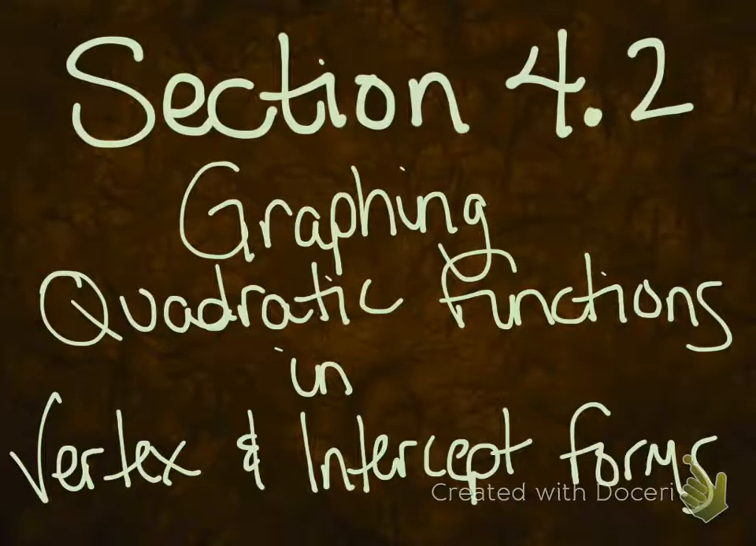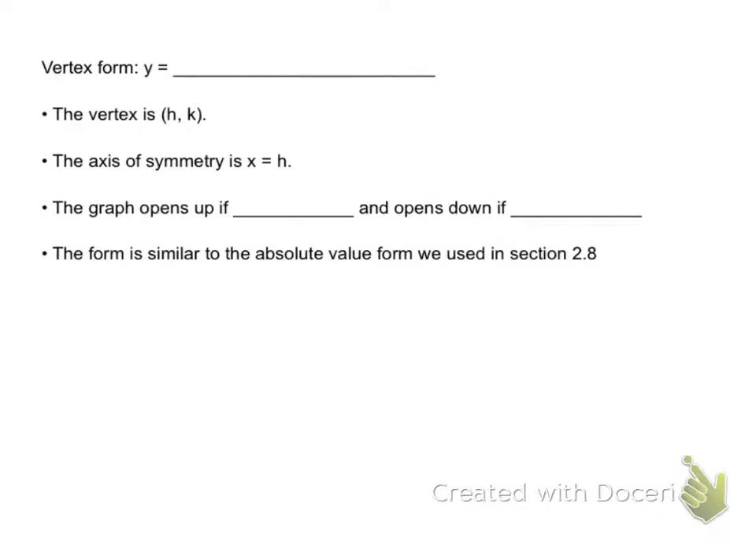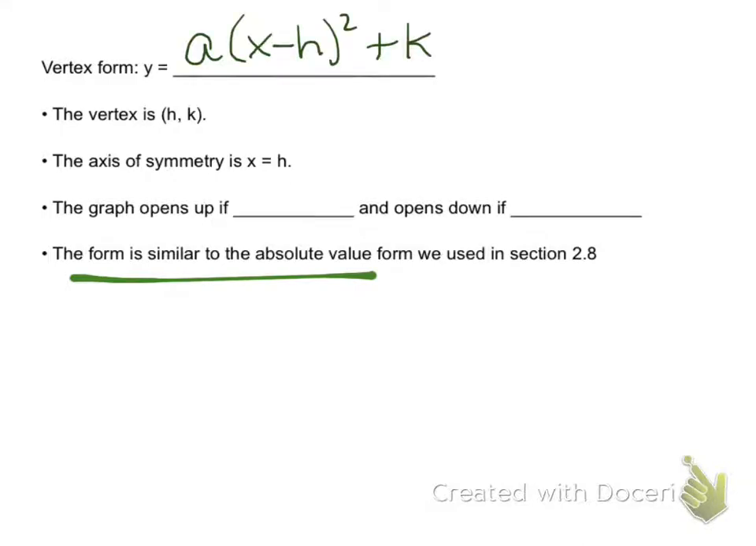So in the last section we graphed quadratic functions in standard form. Section 4.2 is graphing quadratic functions in vertex form and intercept form. So vertex form should look familiar to you. Its form is similar to absolute value that we used in section 2.8. It's of the form y equals a times x minus h squared plus k. And so this should look familiar to when we had absolute value form.